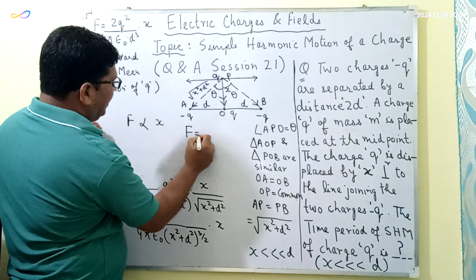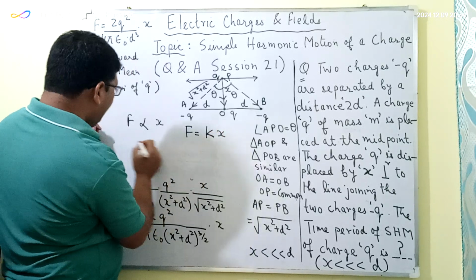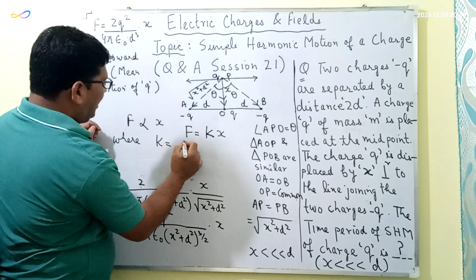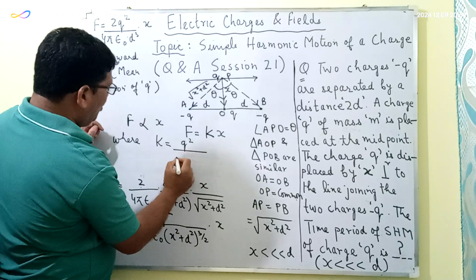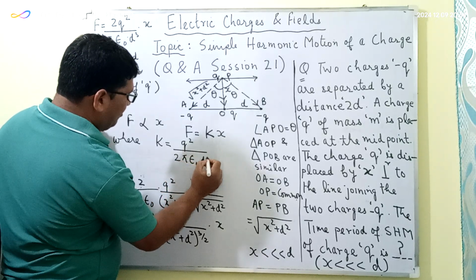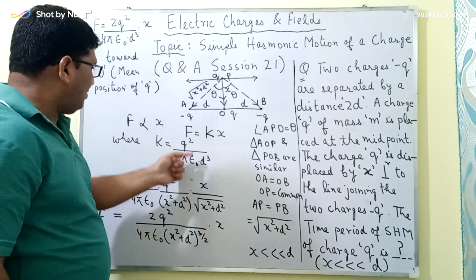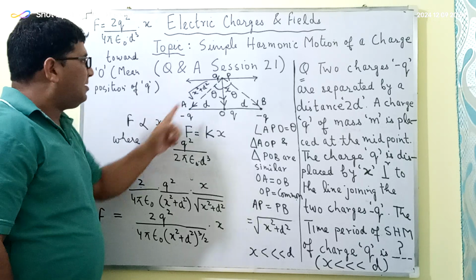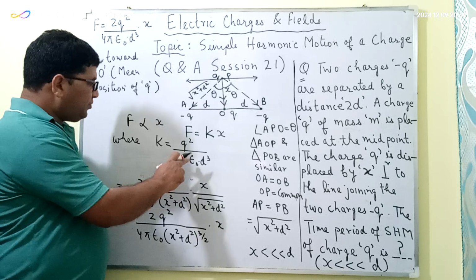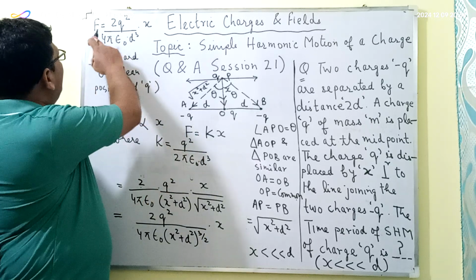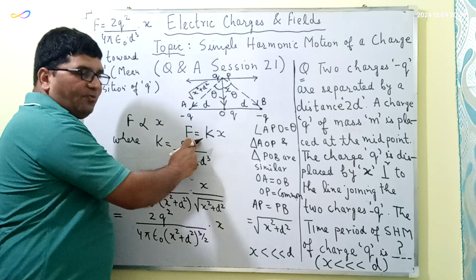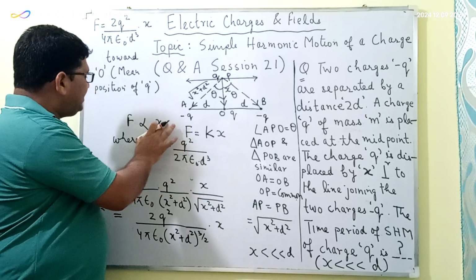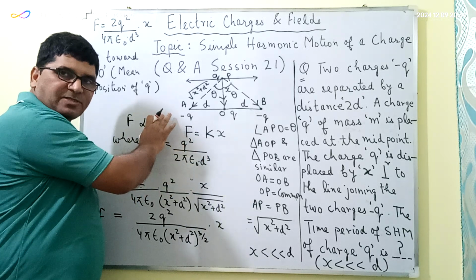this force F can also be written as K into x, where K will be equal to q square divided by 2 pi epsilon naught d cube. Because this is a constant, K is a constant. So here F, the net force acting on the charge q, is directly proportional to the displacement of the charge, and since we are getting this equation of force in the form F is equal to kx, therefore the net force is directly proportional to the displacement of the charge.